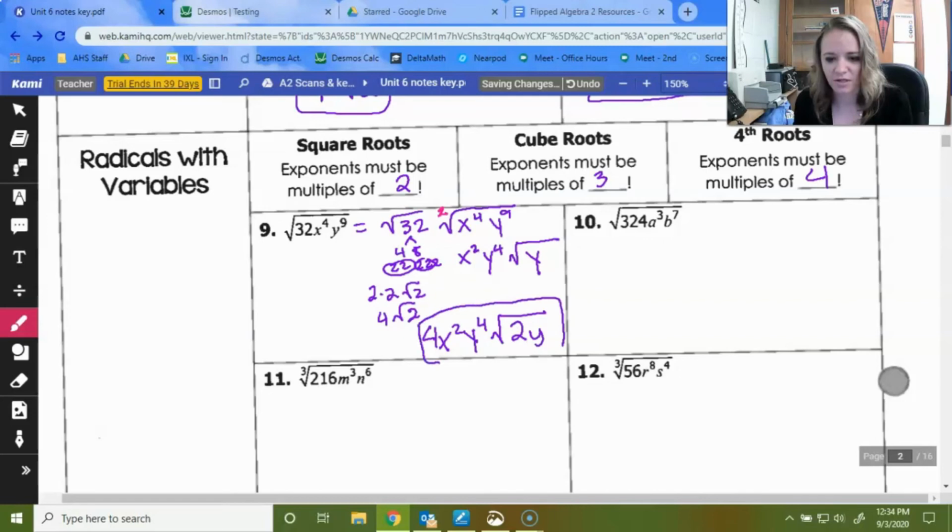So these are like 2 problems in one. You have to simplify your numbers under the radical and your variables, and they're 2 different processes. Okay, all right. You want to do another one? I figured. I'll leave you that one.